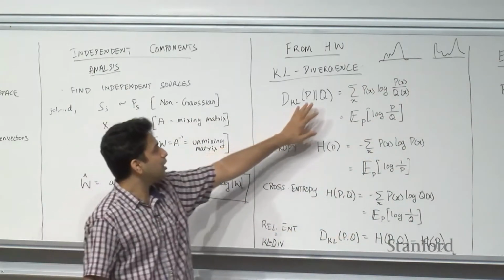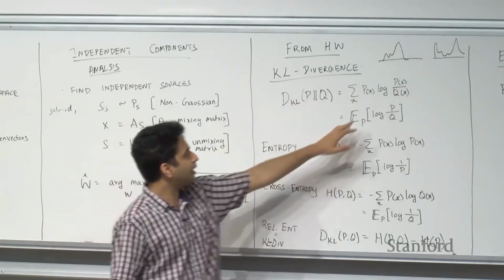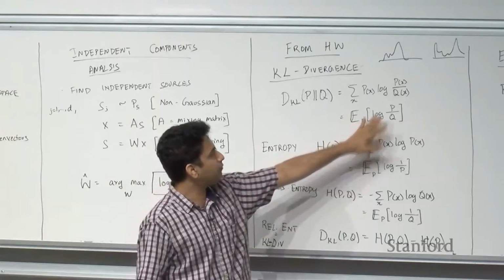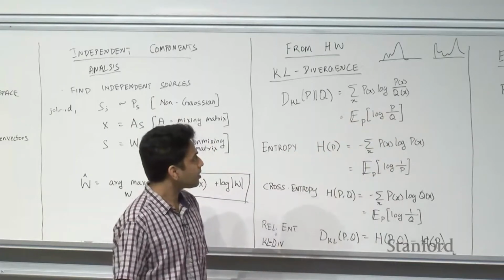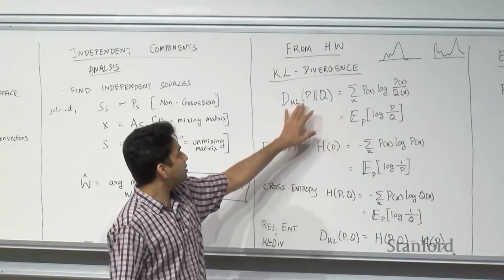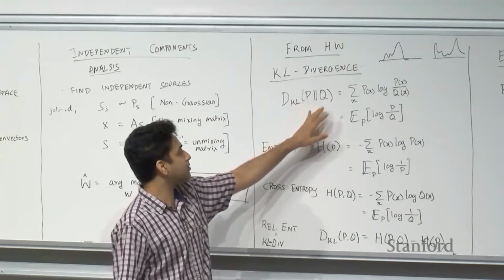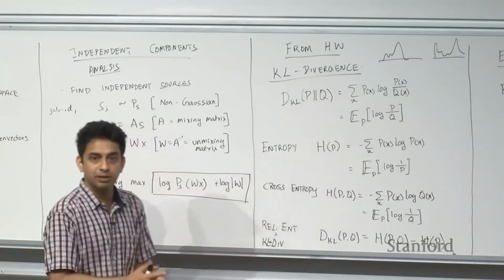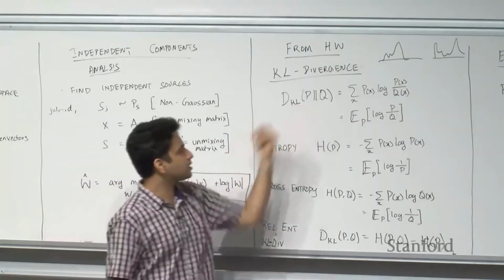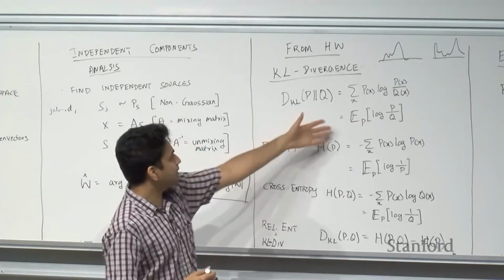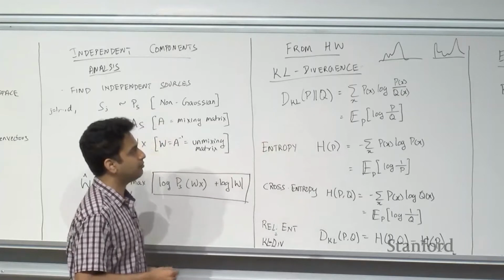So the KL-Divergence from P to Q is defined as the expectation with respect to P of log P by Q. You should note that this is not symmetric, in the sense that the KL-Divergence from P to Q is not the same as from Q to P. If they were the same, we could have called it a distance, like KL distance, but it is not symmetric. And this is the definition of KL-Divergence.